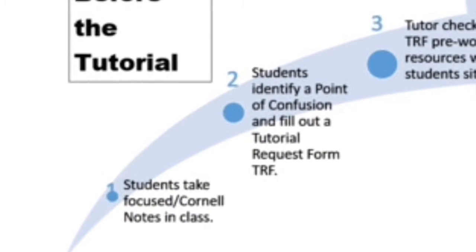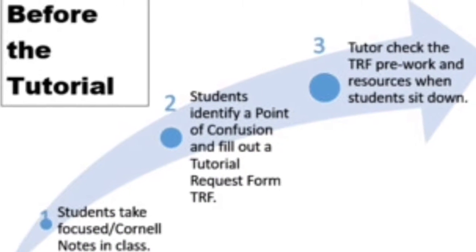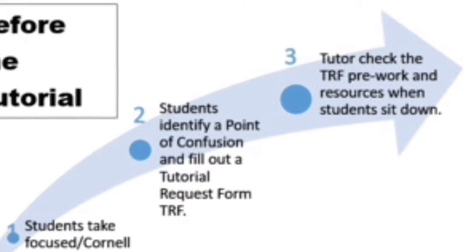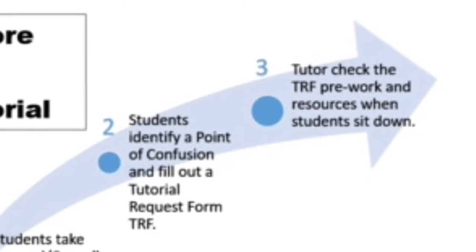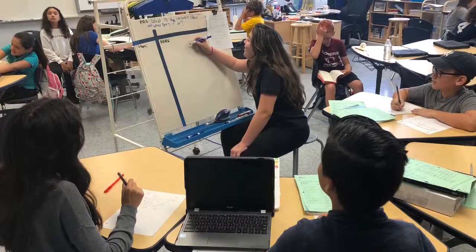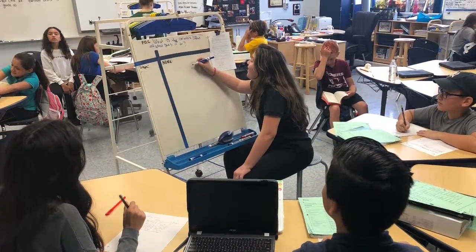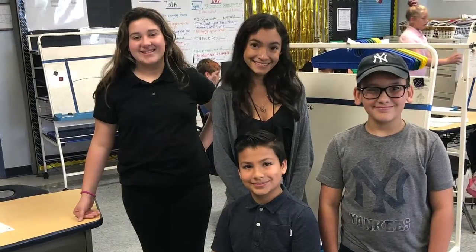The first step of the 10-step tutorial process is to set up your Cornell notes. The second step is to make sure your tutorial request form and your notes are out to help you study for future tests and for your POC.